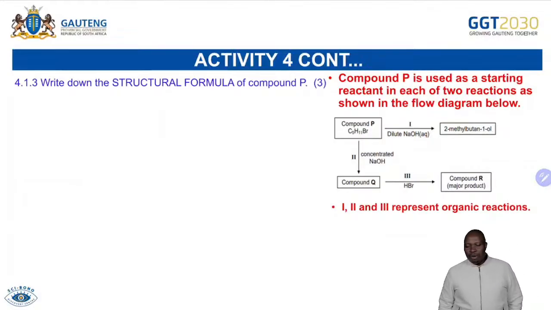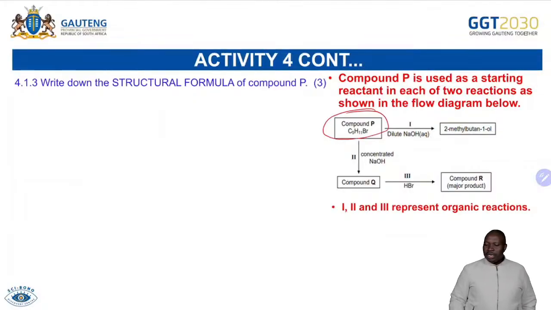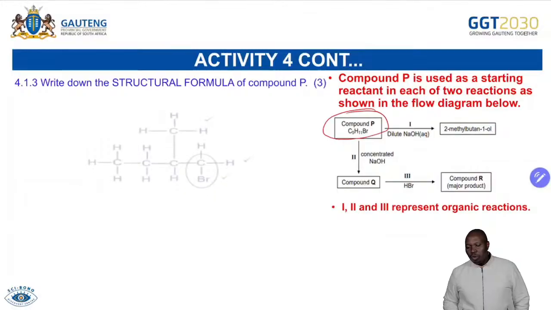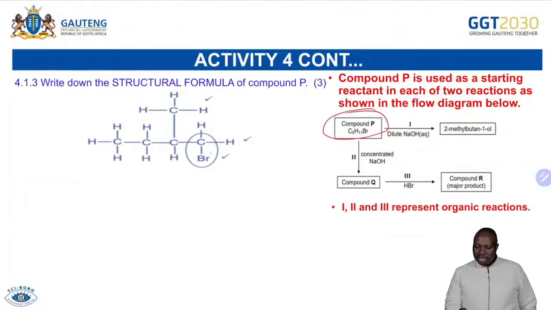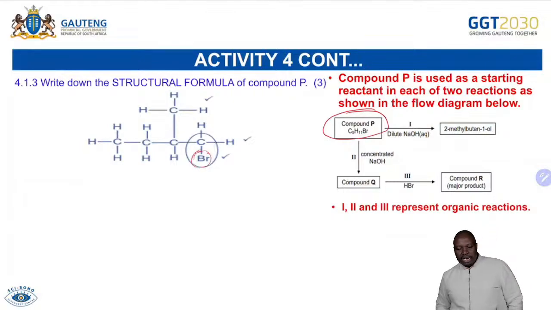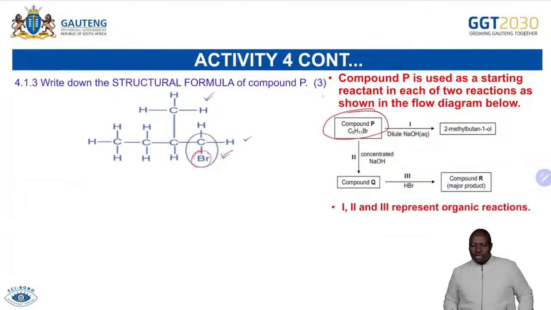Write down the structural formula of compound P. So you must be able to write the structural formula of compound P, and you are led by 2-methyl butan-1-ol, and then you are just putting in carbon number 1 the bromo there. Then you are able to show your bromo on that carbon. Then you'll get 1 mark for your bromo, 1 mark for the substituent, and 1 mark for the whole structure. So it's important that you are able to draw the entire structure.